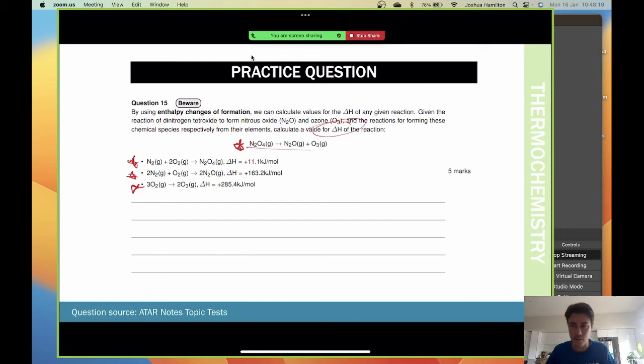I want everyone to take maybe 1 or 2 minutes, maybe 3, and have a go at this. On your notebook, have a go at this question here. Try and get to the correct value. Essentially, what you're doing is using these equations to get to this equation, and then you're going to get your delta H. So have a go at this.